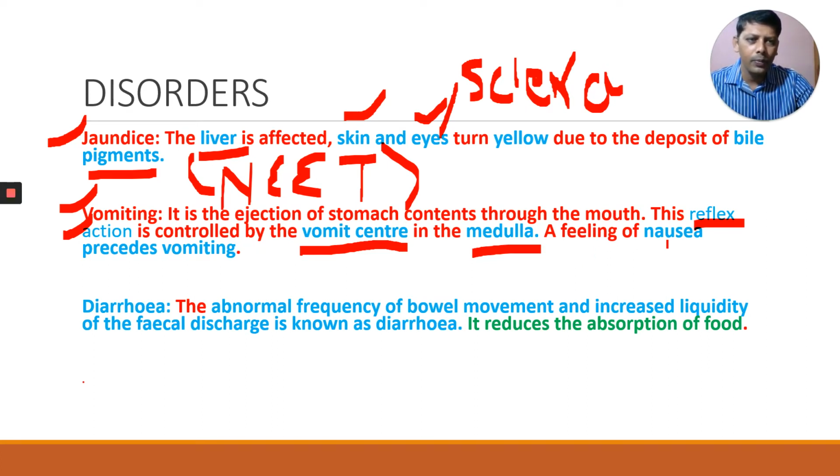A feeling of nausea precedes the vomiting. Before you get the vomiting, you get a feeling, a vomiting sensation. That vomiting sensation is called nausea.